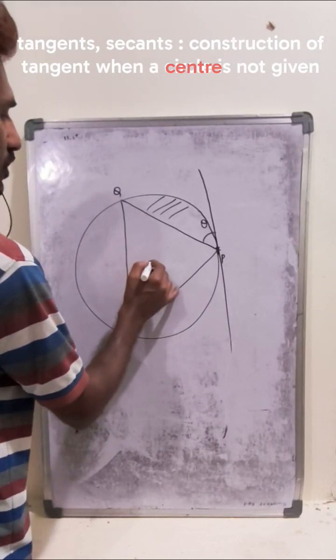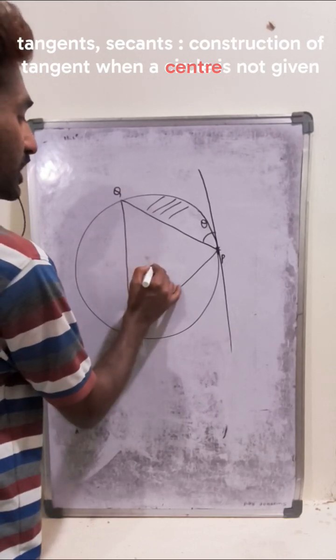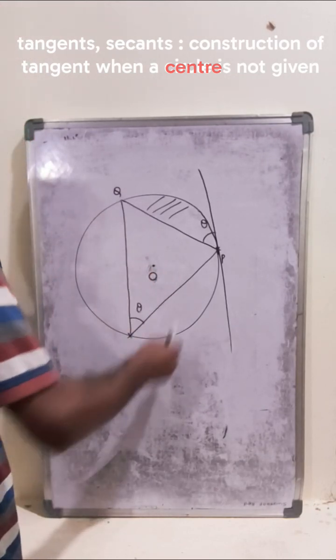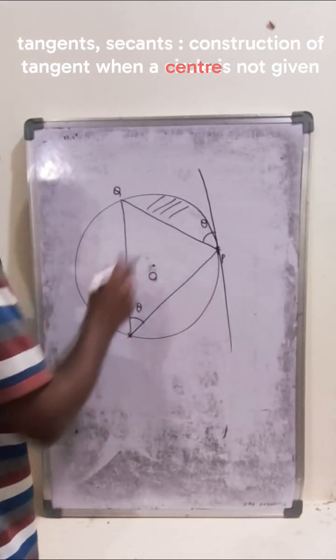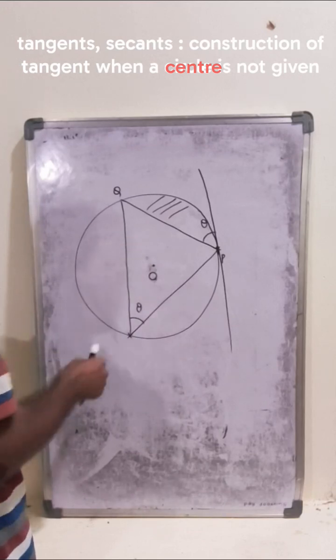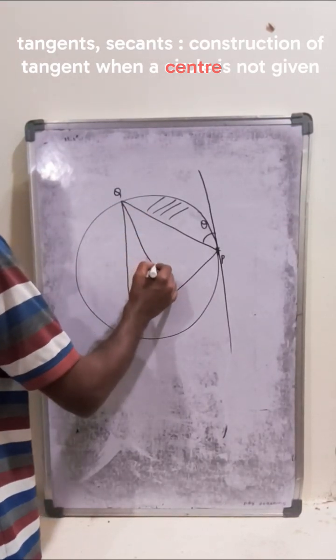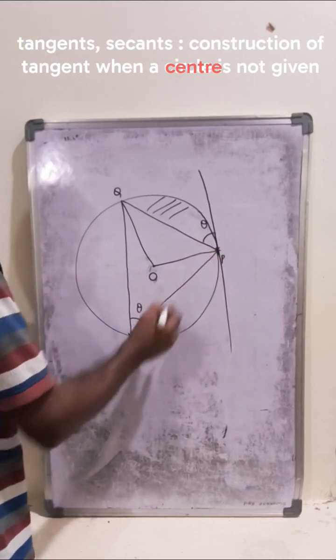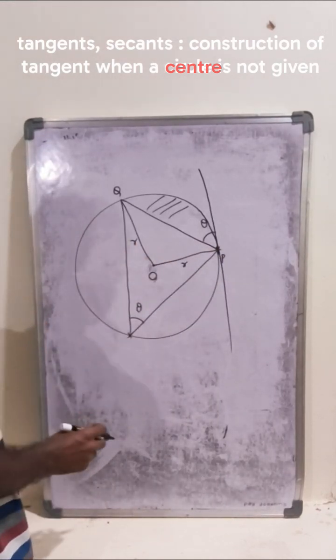To prove that, I am going to take the center. So don't ask why you are taking the center when the center is unknown. See, already I have drawn a tangent. I wanted to prove how that theorem is really true. To prove that I am taking a center. So now join this O and Q, join this O and P. So those are going to be radii of the circle. These two are going to be equal.